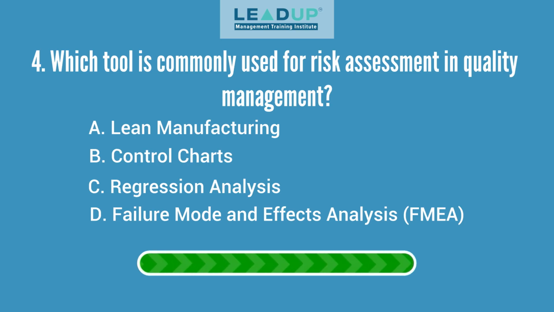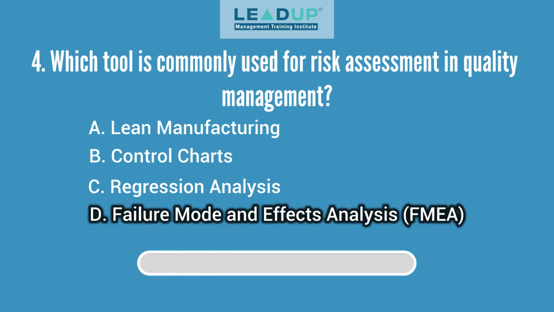Question 4. Which tool is commonly used for risk assessment in quality management? A. Lean manufacturing, B. Control charts, C. Regression analysis, and D. Failure mode and effects analysis, FMEA. The answer is failure mode and effects analysis, FMEA.